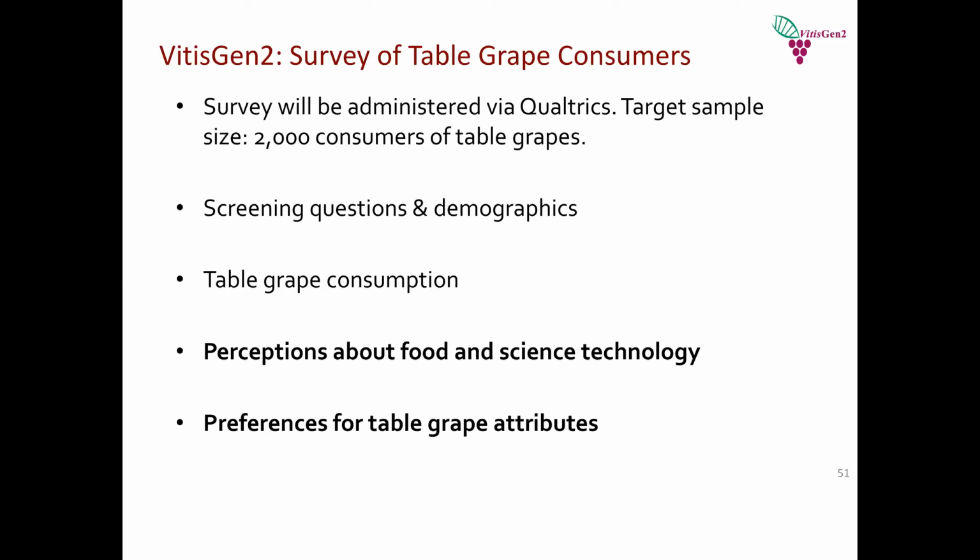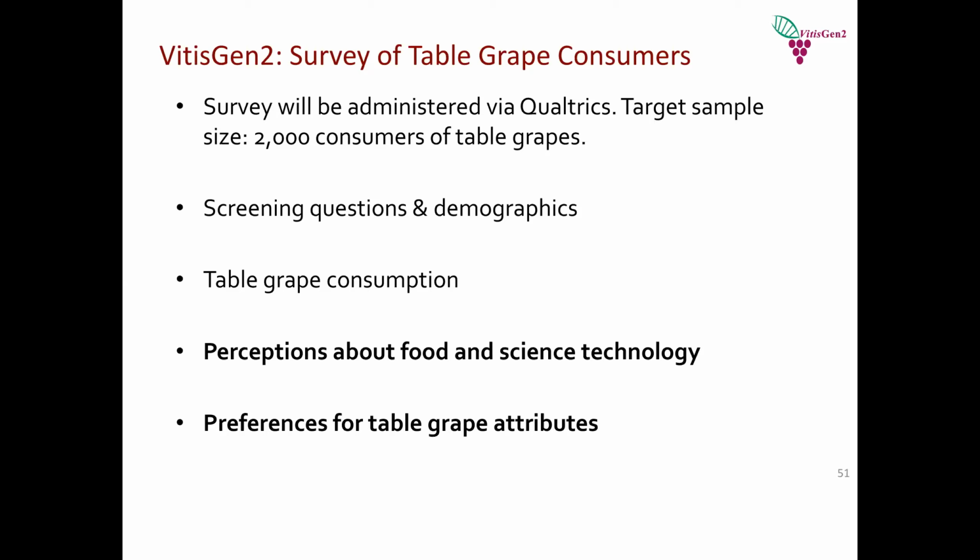We'll be asking normal screening questions about table grape consumption, and we're focusing the survey on consumer perceptions on food and science technology, and specifically conventional breeding versus gene editing. Do people know the difference? Do they care? Do they care for fresh produce such as grapes versus processed things like cereal or grape jelly or grape juice? We find that there may be a difference there.